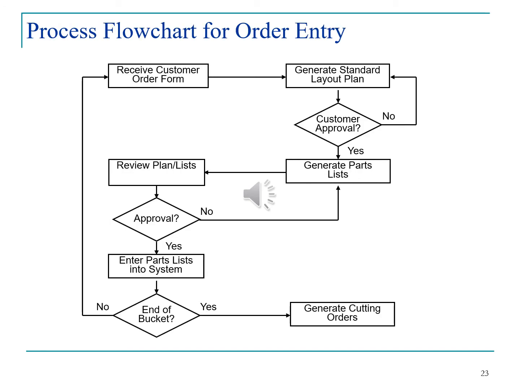In this slide, we have an example of a process flowchart. So this is using the typical definition of the figures, right? Diamond is a decision, the rectangle is a process, and so on. So we follow the definition of the flowchart symbols. And as you can see here, there's a process flowchart for order entry.